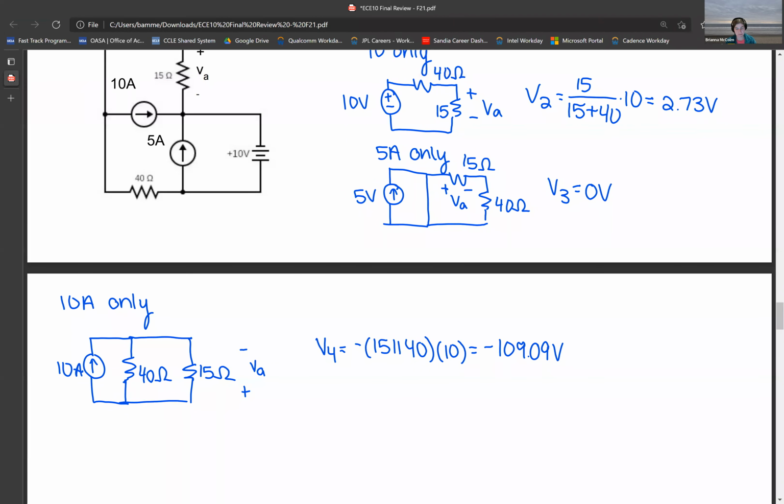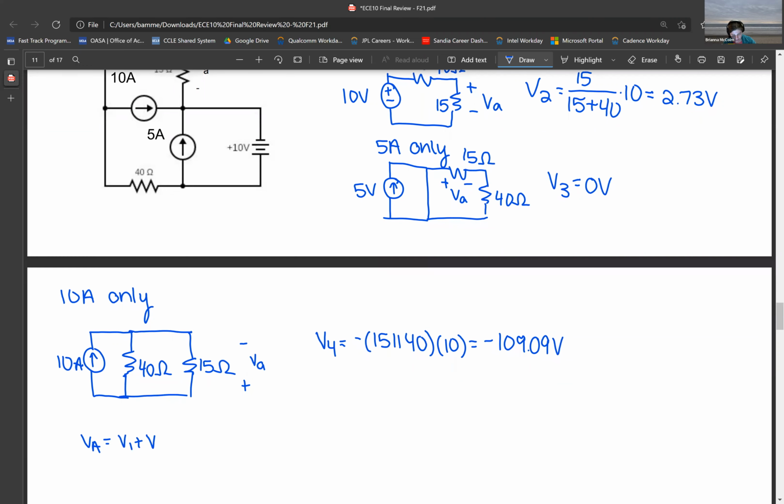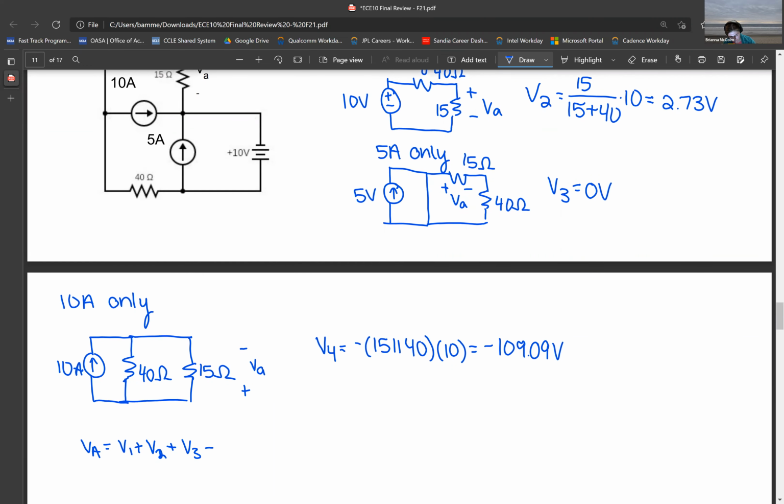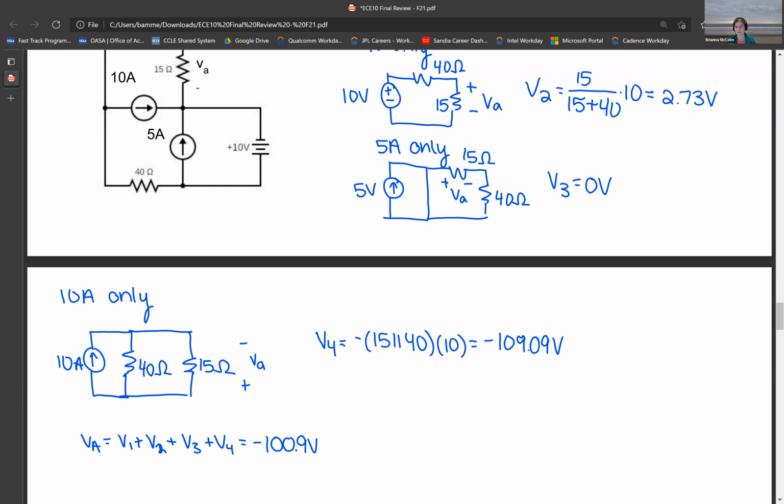And so with superposition, since we've taken into account sign conventions already, we can just say that VA is the sum of all of the previous voltages that we found for each of the individual sources. So that's going to be negative 100.9 volts. Are there any questions?